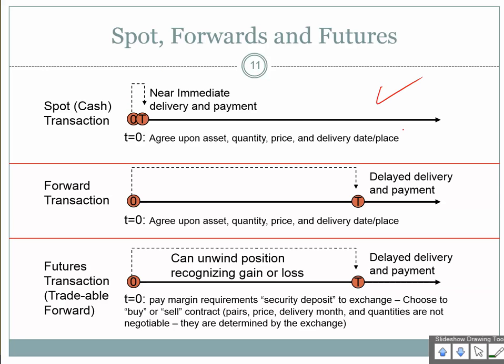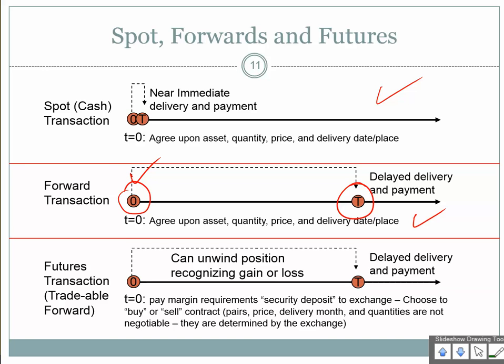A forward transaction is one in which you agree upon the price and the currency and the delivery date and the delivery location. Everything's agreed upon right up front, those terms are agreed upon, a contract is signed, and you just wait around for delivery. And then you say deliver dollars and they deliver you euros.